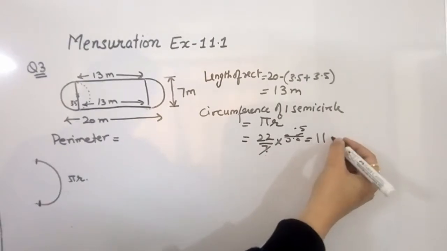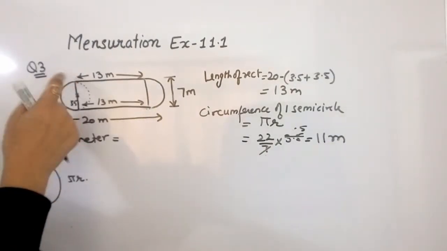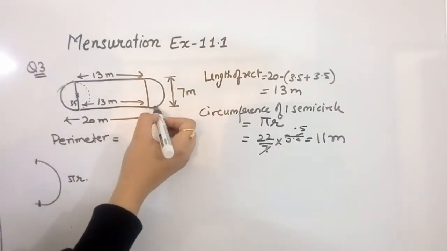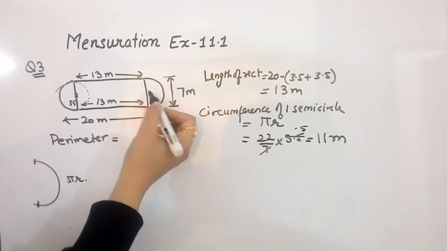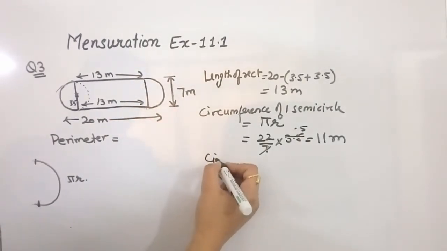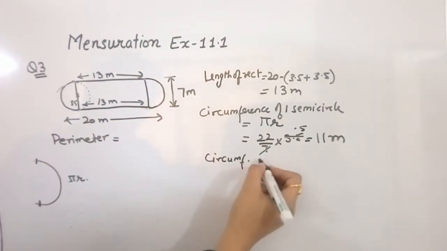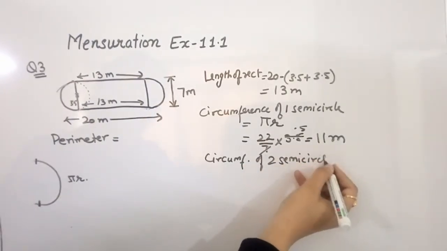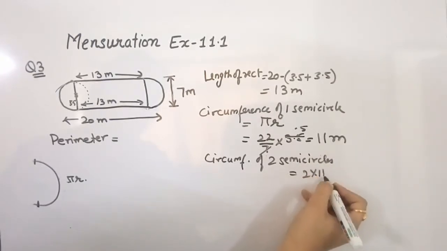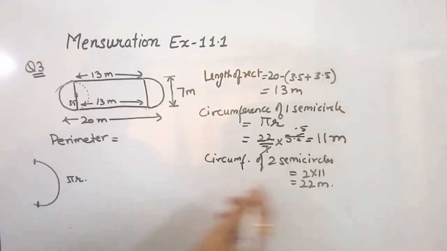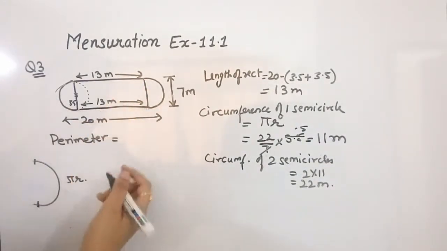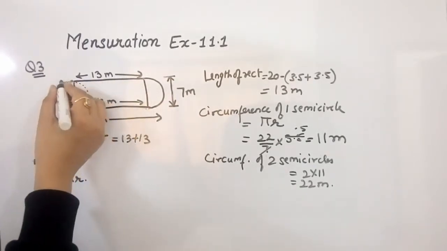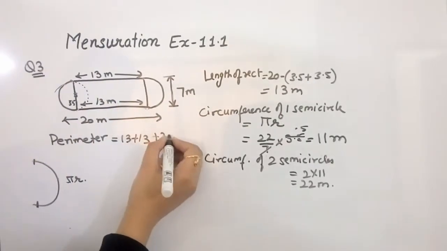This comes out to be 11 meter. This is the circumference of one semicircle. This semicircle also has the same radius. Therefore, the circumference of two semicircles is 2 into 11, that is 22 meter. So the perimeter of this whole garden is 13 plus 13, 22 plus 22.